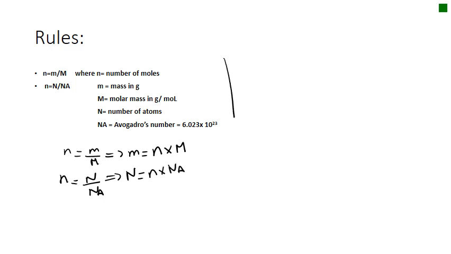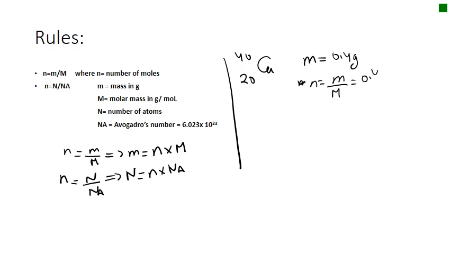Let's take an example. Suppose we have calcium with atomic number and mass number, and the mass of this calcium is equal to 0.4 gram. To calculate its number of mole, number of mole equal mass over molar mass. So 0.4 gram over molar mass, which is A, 40 gram per mole. The unit of molar mass is very important. It is gram per mole. By calculation, we get 0.01 mole. This is the number of mole of calcium atom in 0.4 gram.